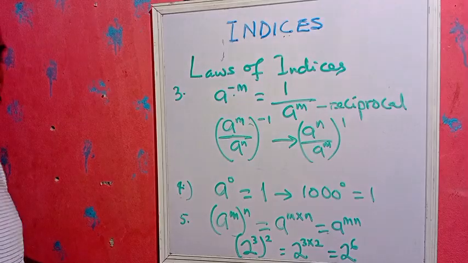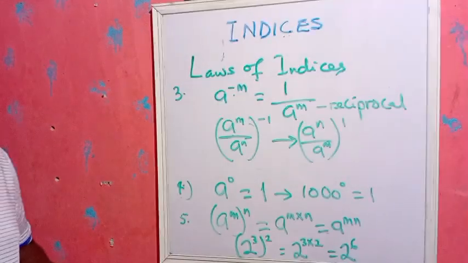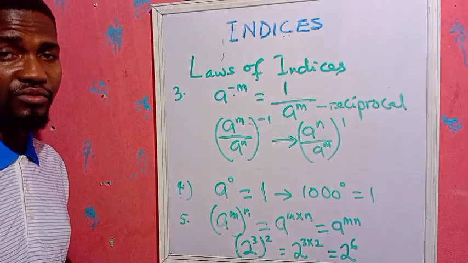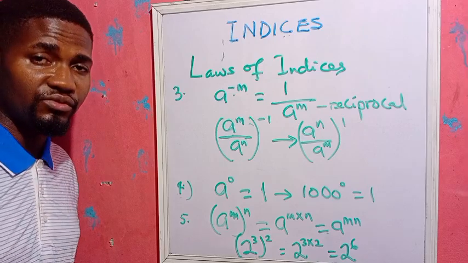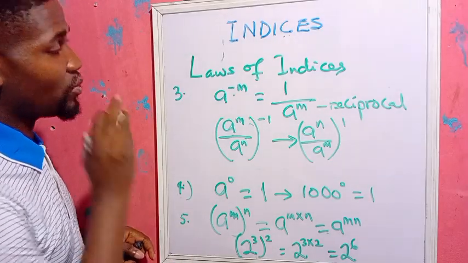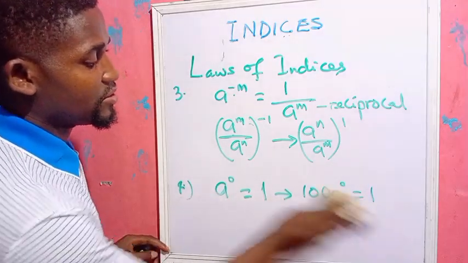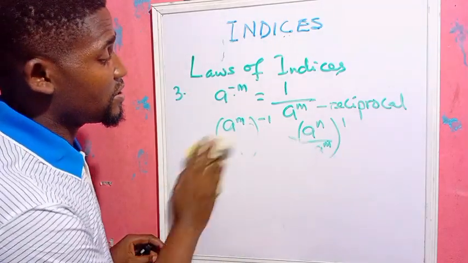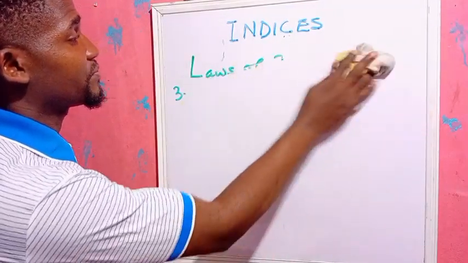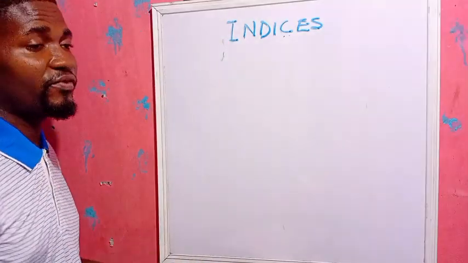Now let's go on to the sixth and seventh rule. We've done 1 to 5 rules. We're just trying to go through the rules and then let's know how we can use them to solve questions. All right, I hope you follow.